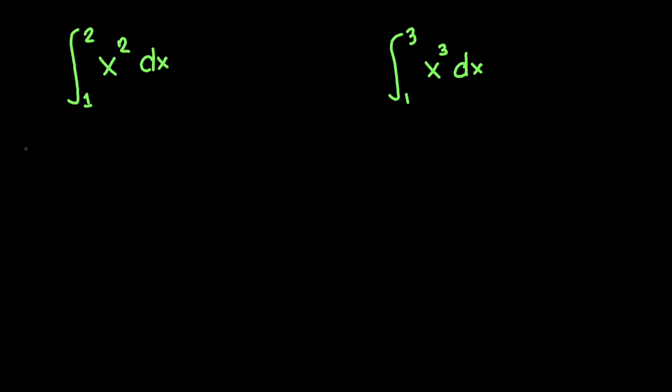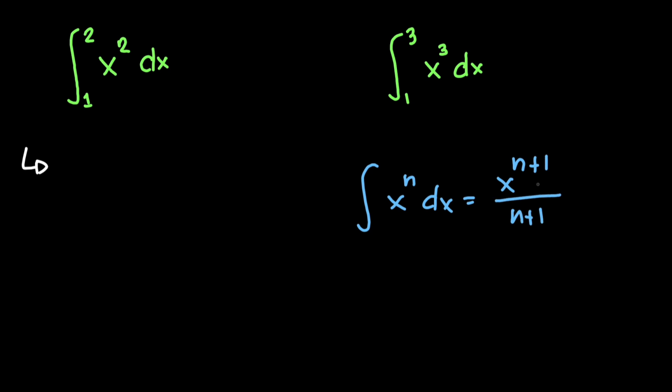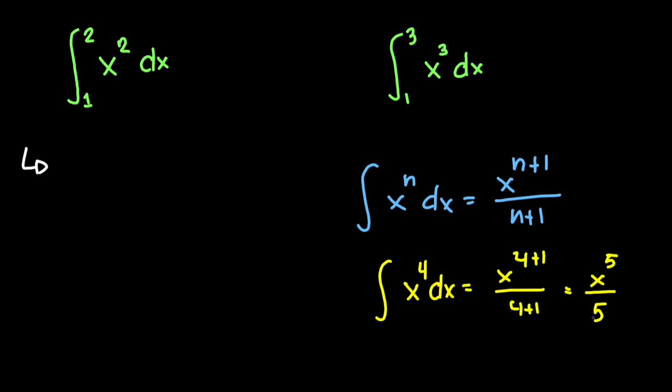So first up, we're going to evaluate the integral of x squared. Just a recall, the integral of x to the power of n dx would be equal to x to the power of n plus 1 over n plus 1. So for example, the integral of x to the power of 4 dx would be equal to x to the power of 4 plus 1 over 4 plus 1, or x to the power of 5 over 5.